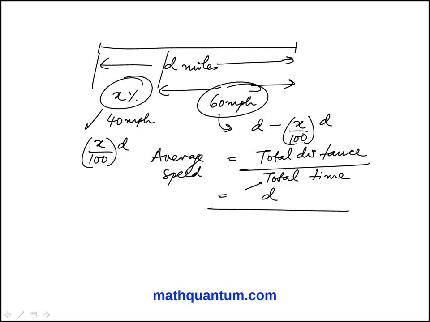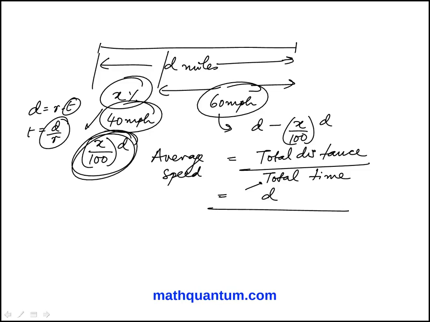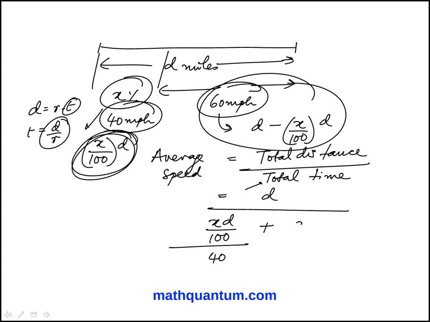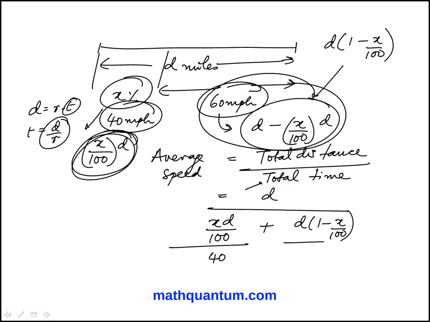Now we have to find the time for each segment. We know the average speed. We know the distance. So in general, distance is rate times time. So we need to find the time, which is distance over rate. So here the distance is that, and I'm going to just write it xd over 100, and we divide it by the rate, which is 40. And then for this segment here, it would be d, and I'm actually going to factor out the d here, 1 minus x over 100. We'll see if that helps. And then divide this by 60. So that's the expression I need to simplify.